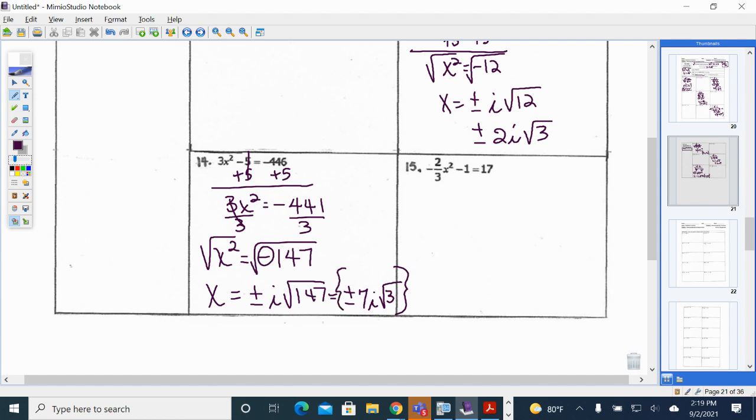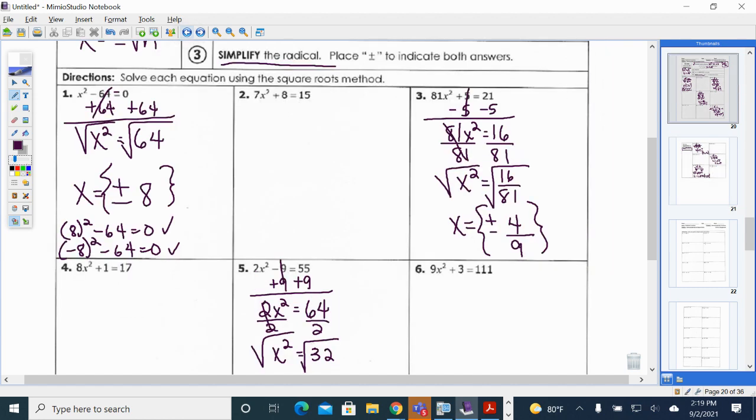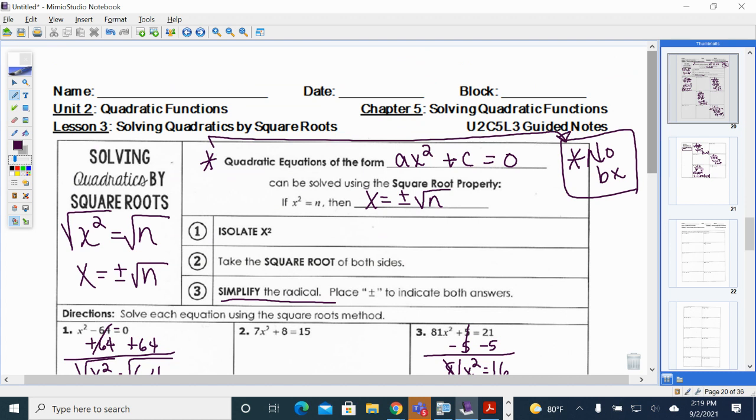So those are your notes for this lesson. Lesson number 3 in chapter 5. Again, we'll work on the assignment in class.